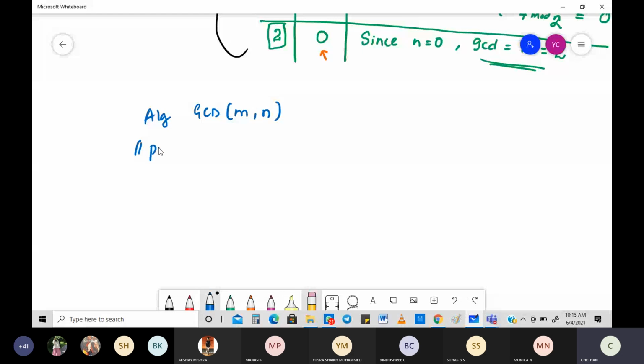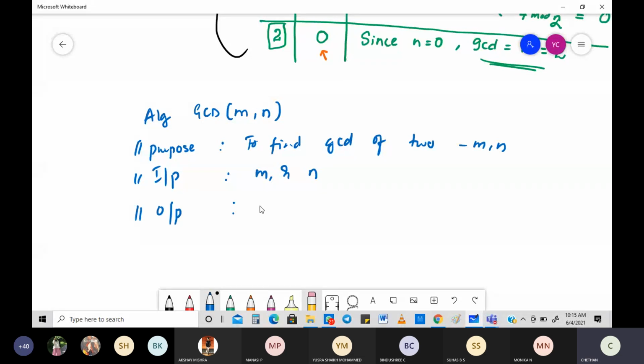So what is the purpose? Be careful, I'm going to write a bit fast here. The purpose is to find the GCD of two numbers. What two numbers? M and N. Then what is the input? Obviously the input is nothing but M and N. M and N are the two numbers that you are going to give to figure out the GCD. Then what is the output? The output is the GCD of M and N.